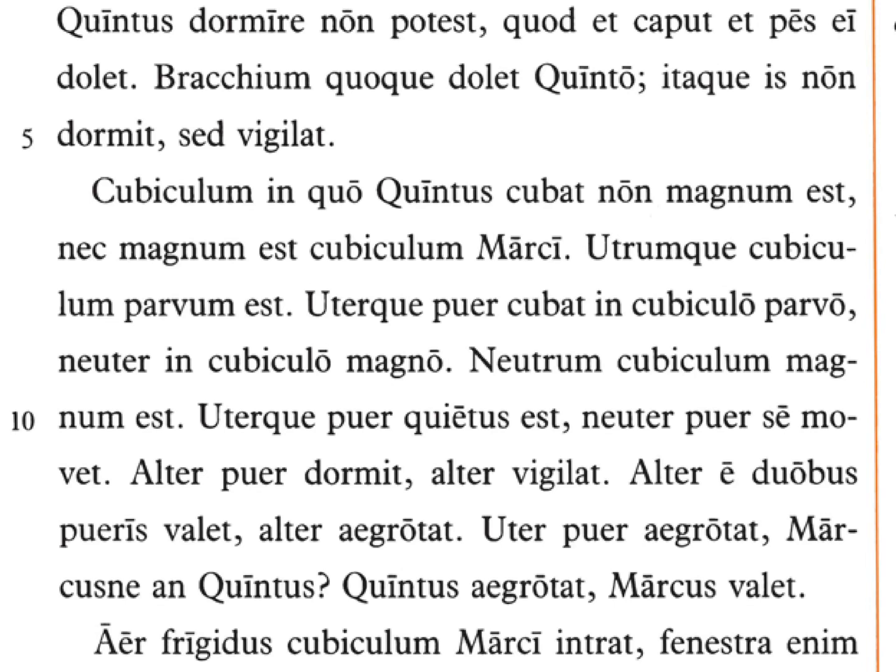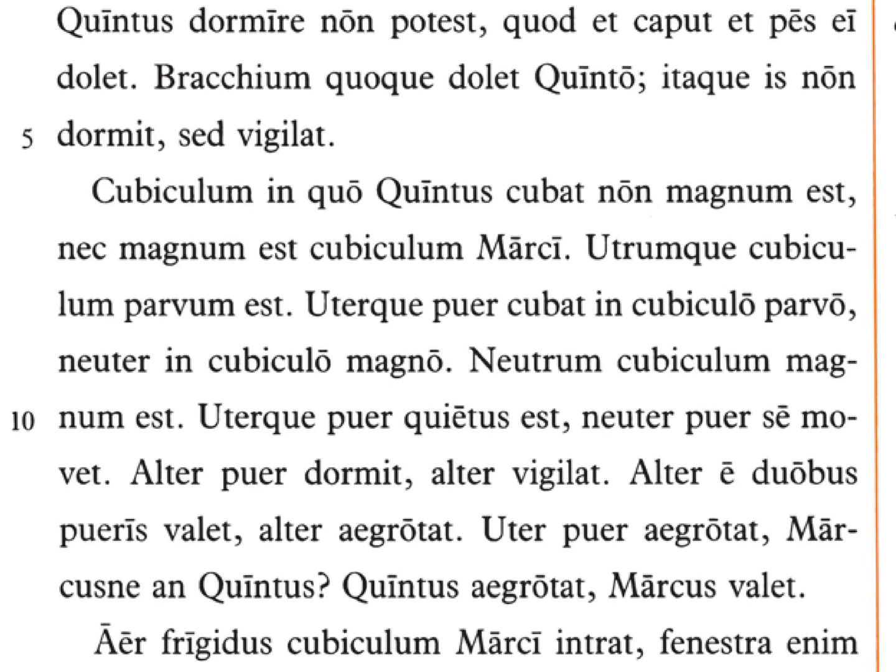So uter means which of two, which we're going to have in this chapter. Utrum was the neuter of that. And if you add a que on the end, it makes it mean each of two. So each of the two bedrooms is small. Uterque puer, each of the two boys. Cubat in cubiculo parvo, lies or reclines, sleeps in a small bedroom.